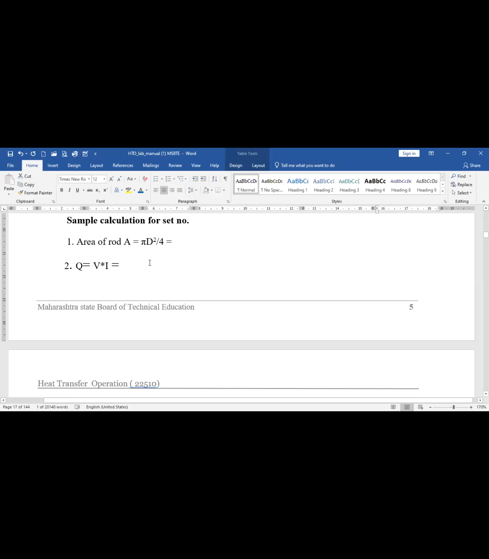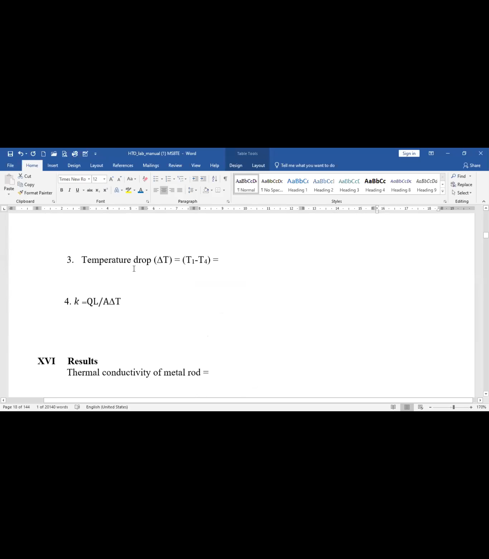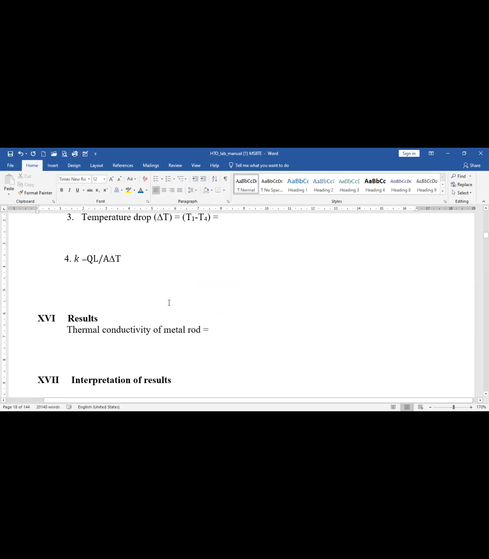So in the calculations, area can be calculated with the help of the formula pi by 4 d square if it is a rod. Then Q can be calculated with the help of voltage supplied and current appeared, that is V into I. Then temperature drop, that is delta T. Overall temperature drop is T1 minus T4. And with the help of these above 1, 2, 3 calculations, we can calculate the thermal conductivity of the rod or slab.